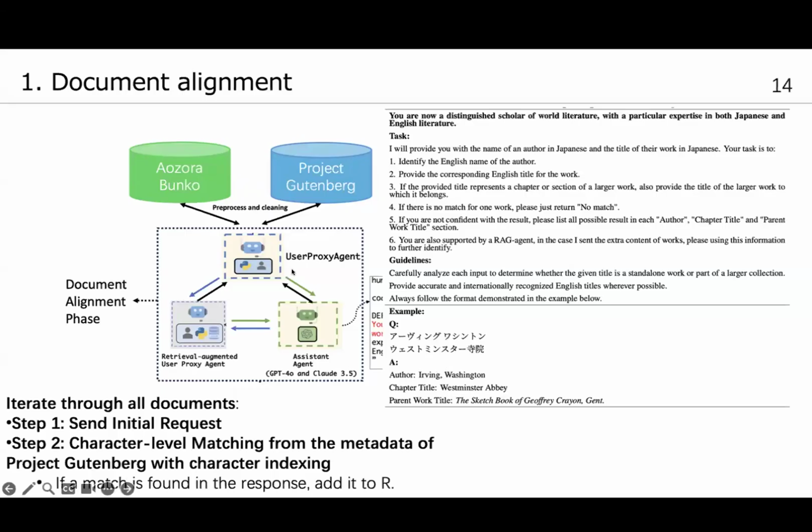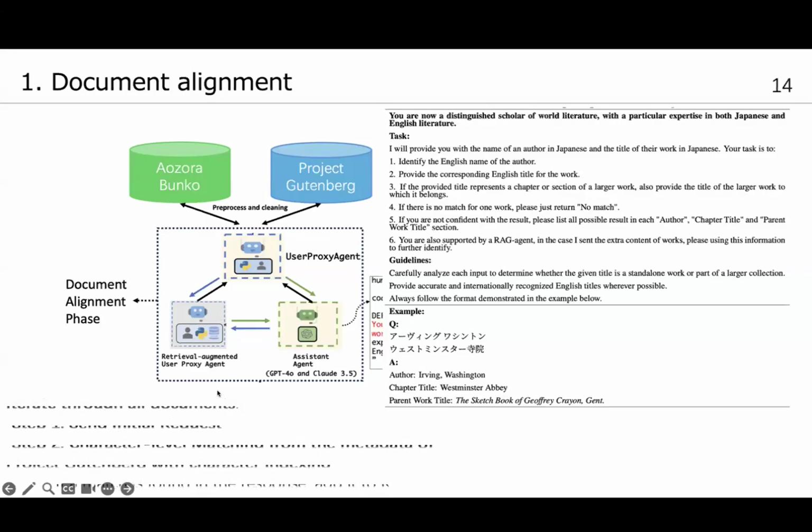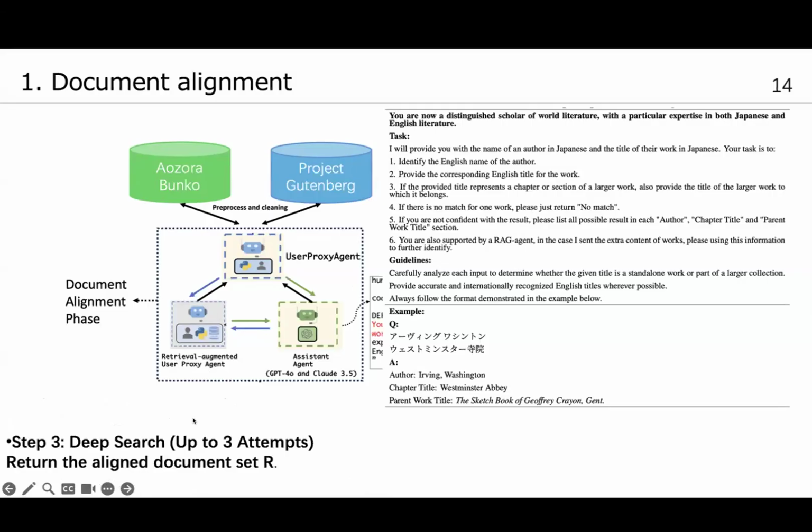Send an initial request from the user agent with extracted author and title information, and then perform character-level matching against the Project Gutenberg metadata. The response is checked against the metadata from Project Gutenberg. If a match is found, the document is added to the result. If no match is found or the response is "no match", which is listed in the system message, the AoGu agent extracts additional Japanese text from the document and submits an extra request. This retry process is attempted up to 3 times per document, and finally, the aligned document is returned.